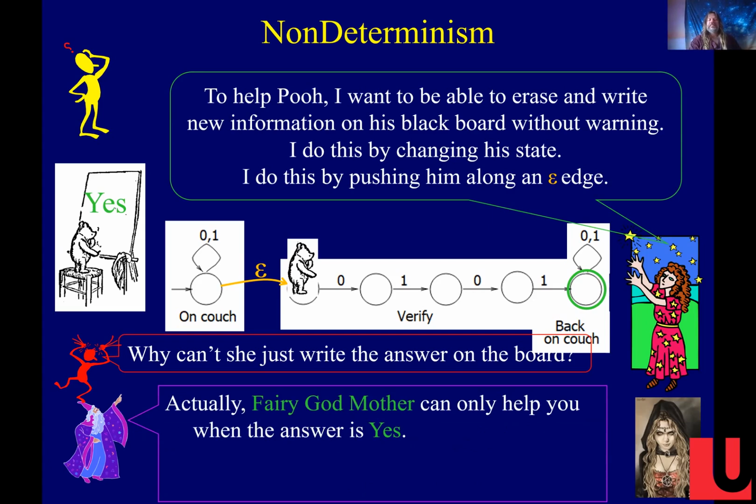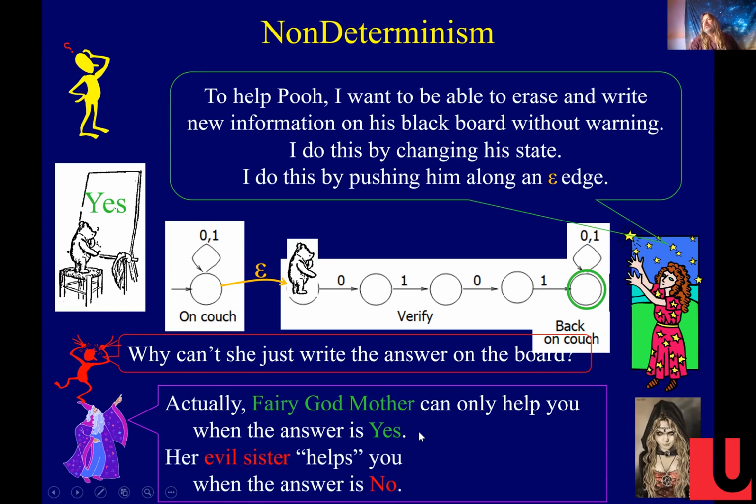Because why? Well, because we were kind of implying that the fairy godmother can only help you when the answer is yes, right? When the answer is no, the evil fairy godmother is going to try to confuse you. And what's she going to do? She's going to write on the blackboard yes as well. And now Pooh Bear has to distinguish between, hey, who wrote yes on the board? Well, he can't distinguish. He can't convince the boss, right? Does that make sense? Pooh Bear must distinguish between these situations.